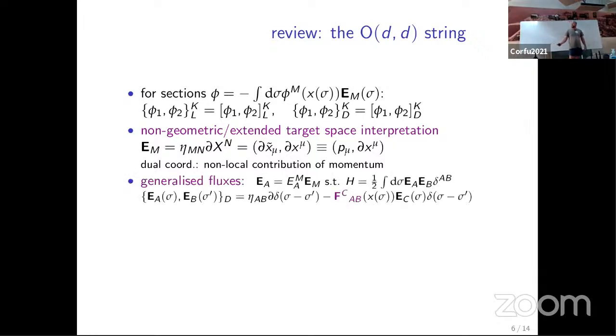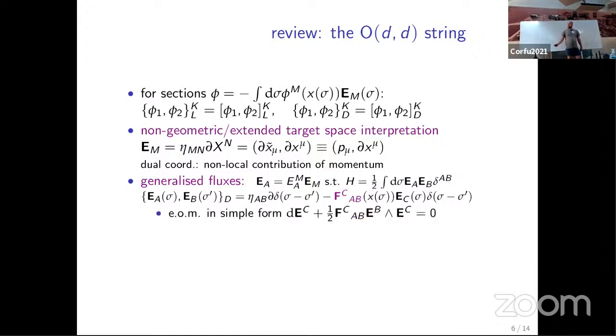Okay, now we can also diagonalize the Hamiltonian. We choose some sort of generalized frame so that the Hamiltonian looks like that. So the whole information about the background in which the string moves will be encoded in the Poisson structure. And if we look at this Dorfman Poisson bracket in these A indices, we see that the Poisson bracket is twisted by a term called F_ABC, which is called the generalized fluxes.